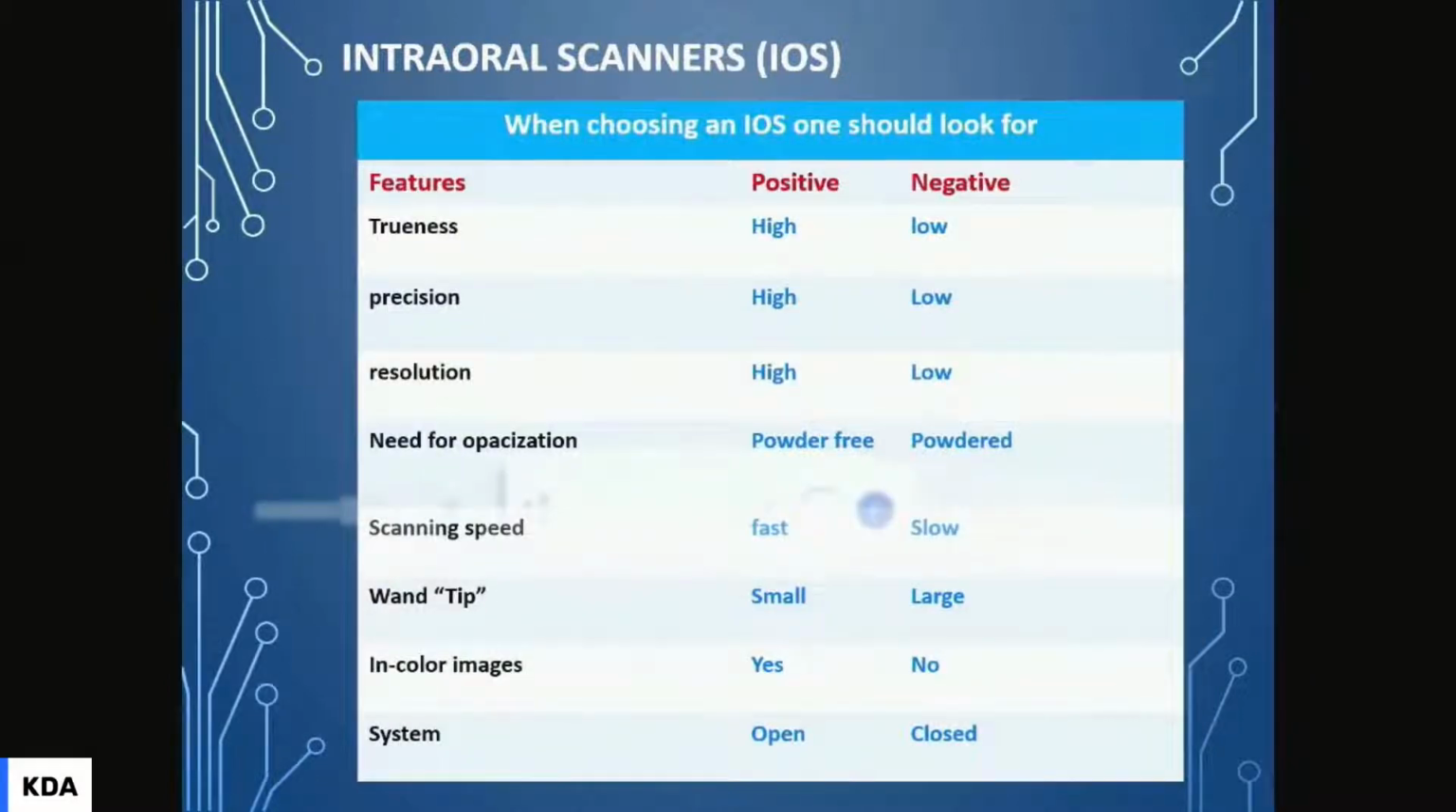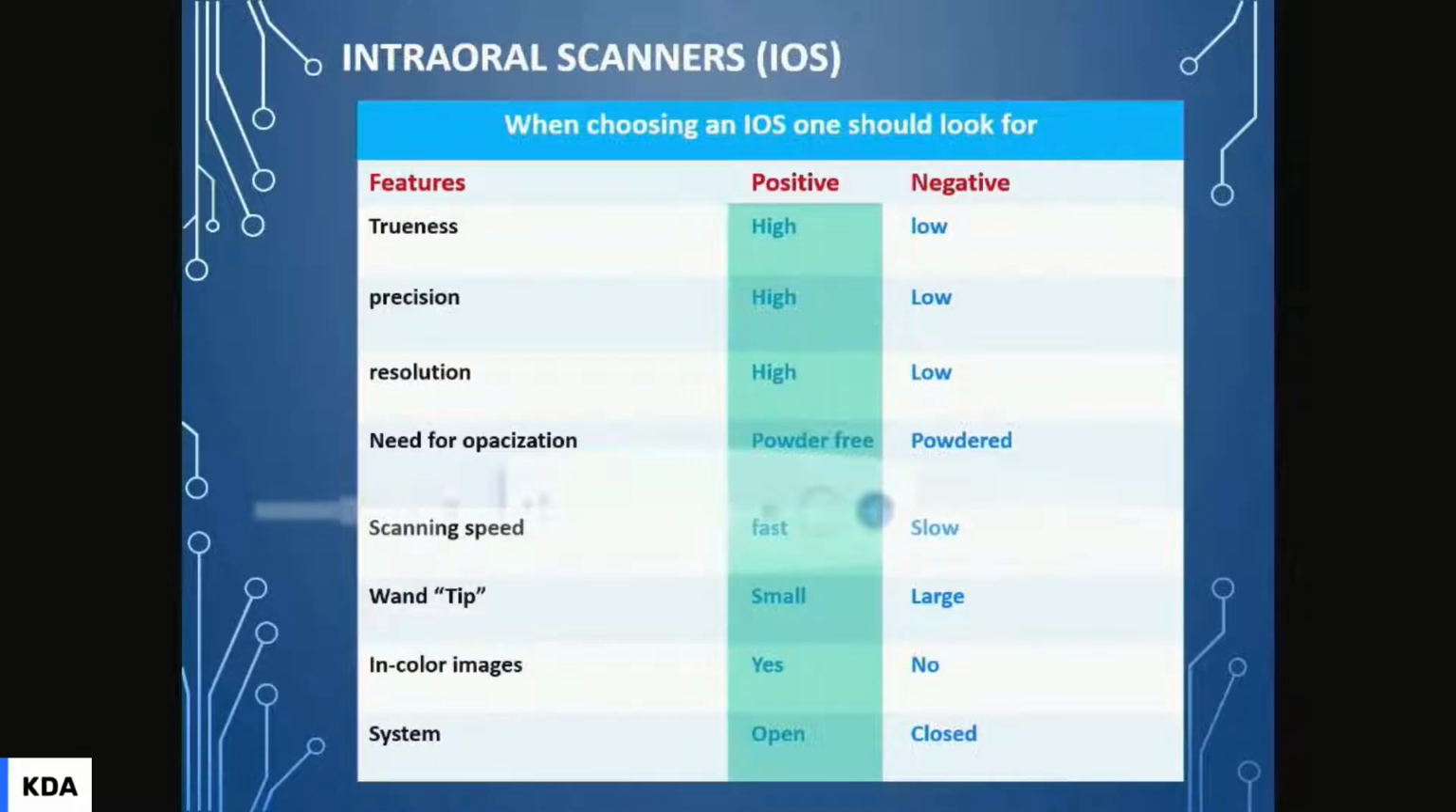So when we want to buy a scanner, what should we look for? Basically, we should look for a high trueness scanner, which means that it's very accurate. It produces real images. A highly precise scanner, which means that every time we take a scan, it should give us the same exact correct measurements. It should have a high resolution camera. It should be powder-free.